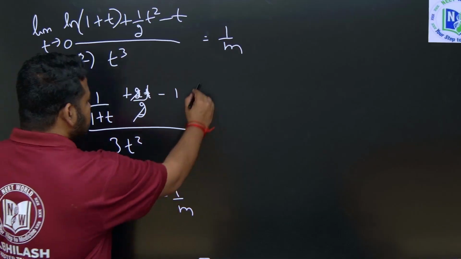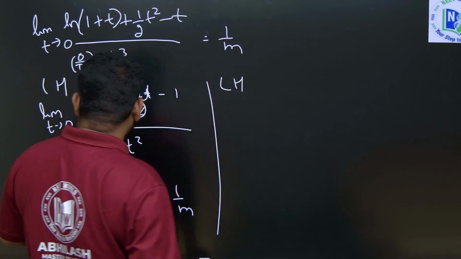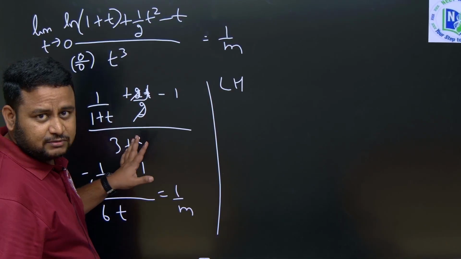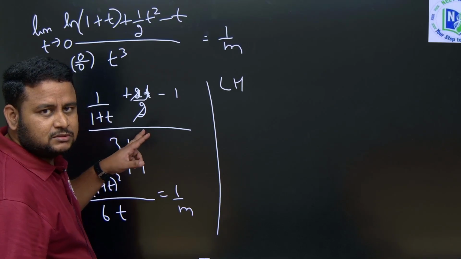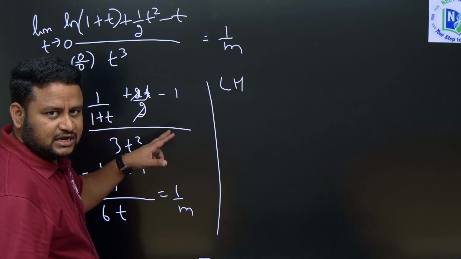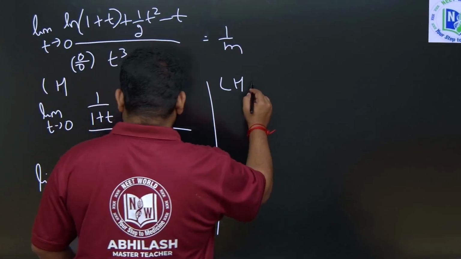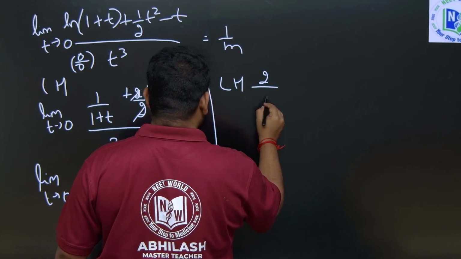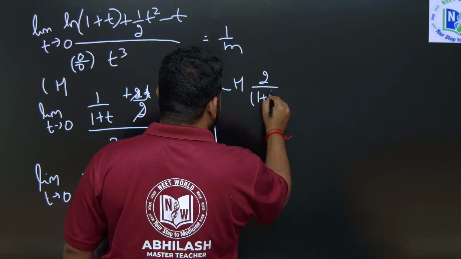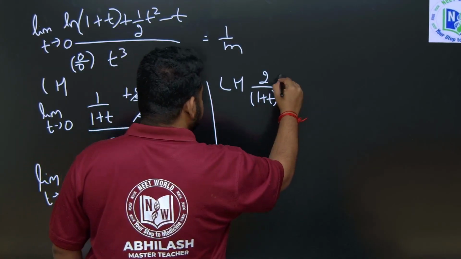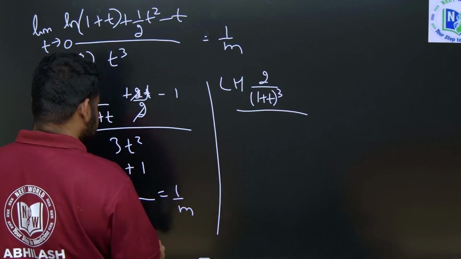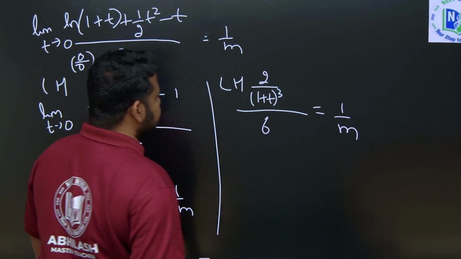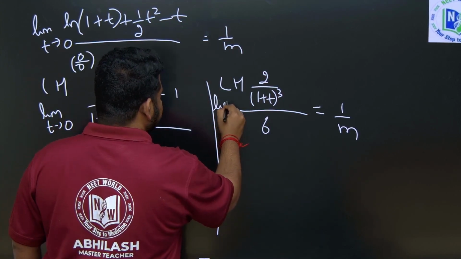Again I will apply L'Hospital's rule. Applying it again, I will get minus 1 by x square, derivative is nothing but plus 2 by x cube. So instead of x we have 1 plus t. So minus into minus will become plus 2 by 1 plus t cube, plus derivative of 1 is nothing but 0, divided by 6, is equal to 1 by m, as limit t tends to 0.